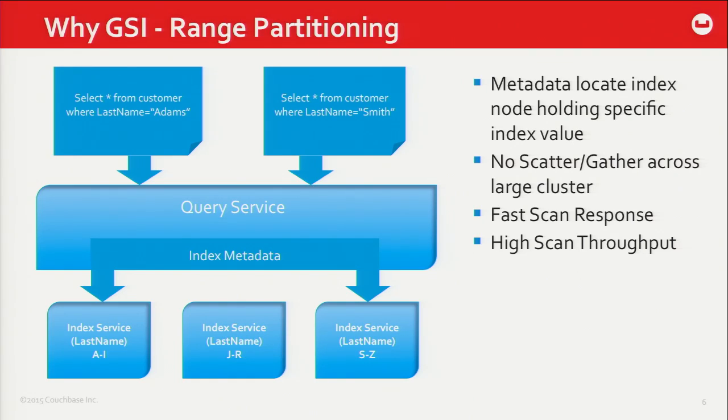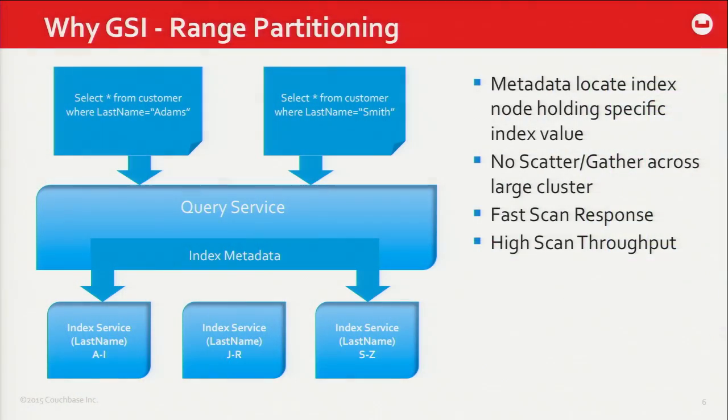So let me get started by asking, why do we want to build a global secondary index? One of the major rationales is to enable you to do fast query lookup and fast query scan with high throughput. And the way that we support it is by being able to do range partitioning on the index. If you look at this particular example, I have 2 N1QL statements, and what they do is basically look up a customer document based on last name.